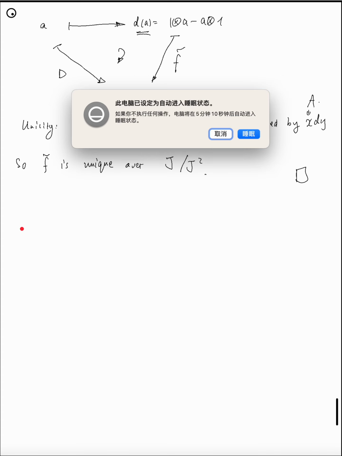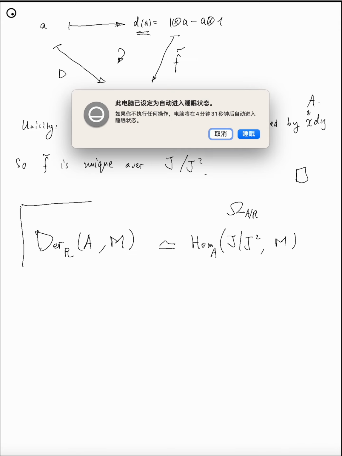So finally, to summarize what we have proved: derivations over R from the R-algebra A to an A module N are isomorphic to the A-linear maps, as modules, from the differential of A over R to N. This is very similar to the adjoint pair, but it's not.